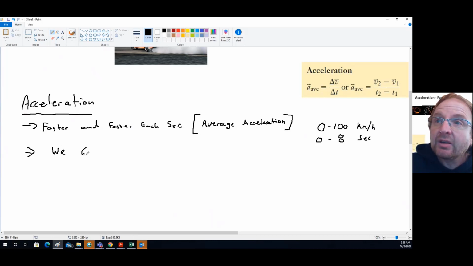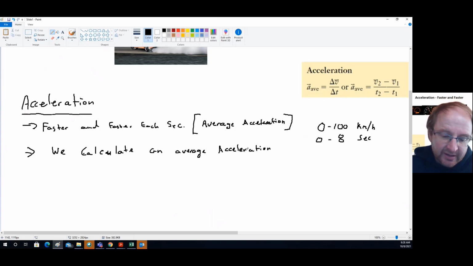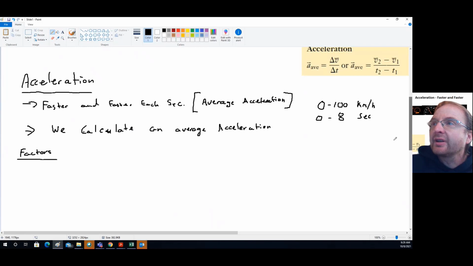We calculate. So what we actually calculate. And should try again to spell that correctly. Great spelling day. An average acceleration. That's what the formula will give us. Some of the factors. Well, really, if you think about it, it's this difference right here between a starting point, and it doesn't always necessarily need to start at 0.